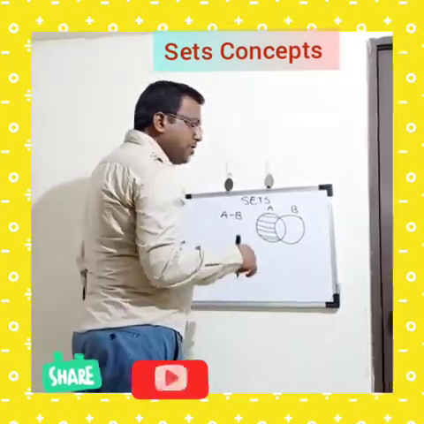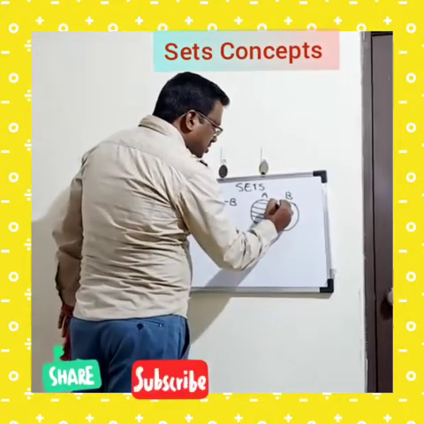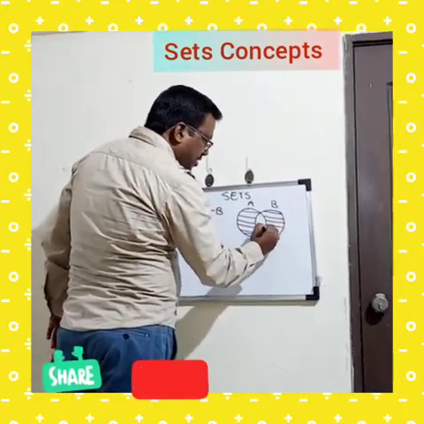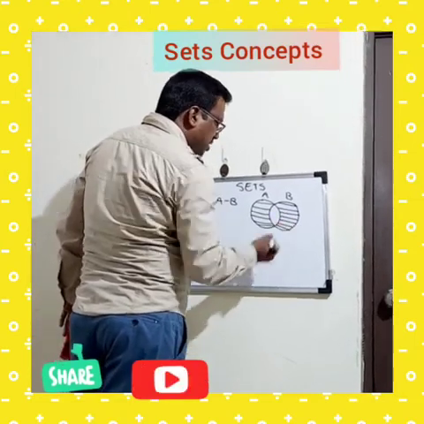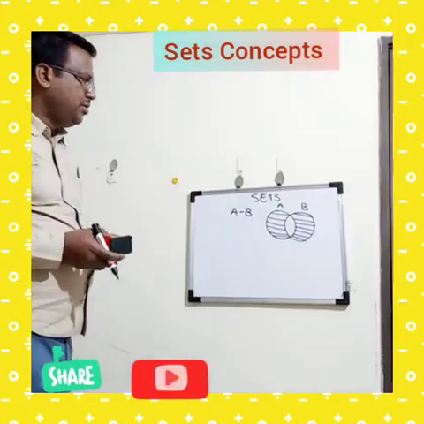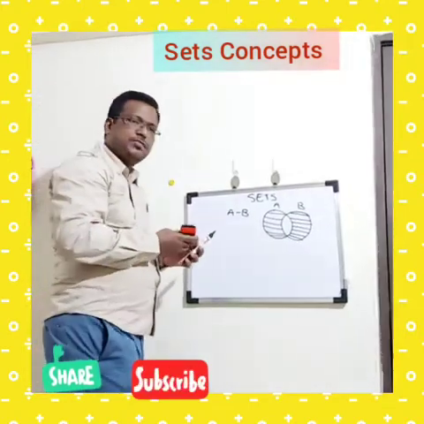When you say B minus A, that is this one. It should not contain the common portion between A and B when it comes to B minus A. So we will do one problem with respect to this.